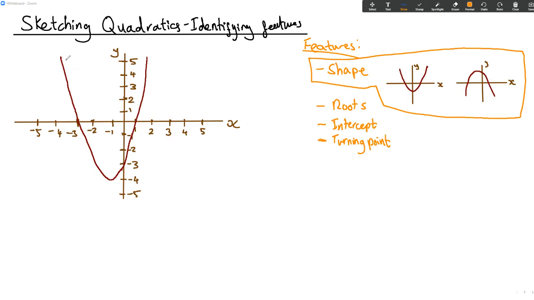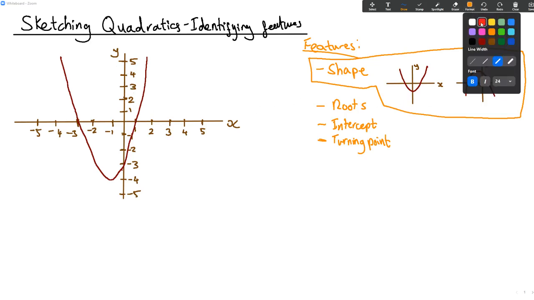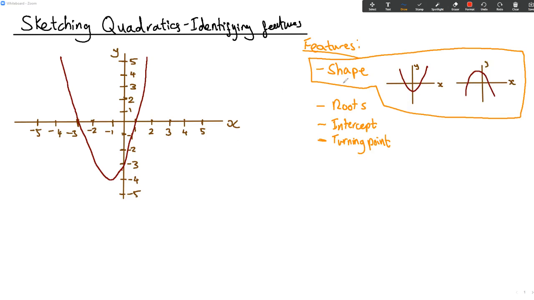So for example here, we have this quadratic. Obviously, it would be a smooth curve, but because of my poor drawing skills, it is quite choppy, but this should be a smooth curve. Now, there are a few features in every quadratic curve that we can point out. The first one is the shape.